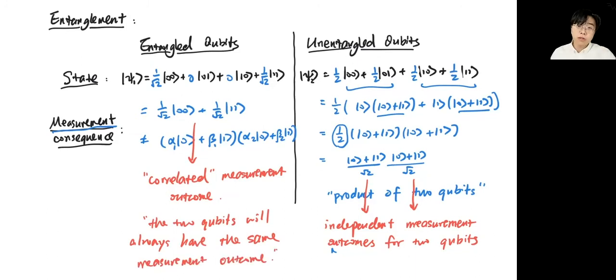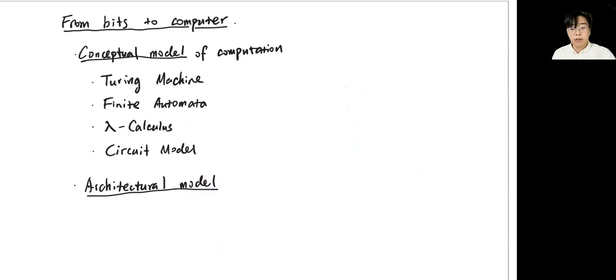We're going to revisit this concept of entanglement in a future lecture because this entanglement property also plays a crucial role in the power of quantum computation. So next, we're going to talk about the different models of computation, or in other words, how do we build a computer out of those bits or qubits?